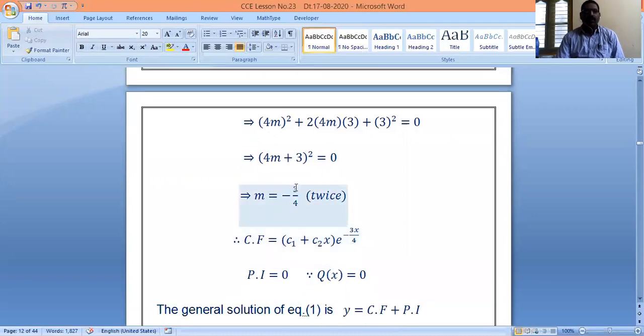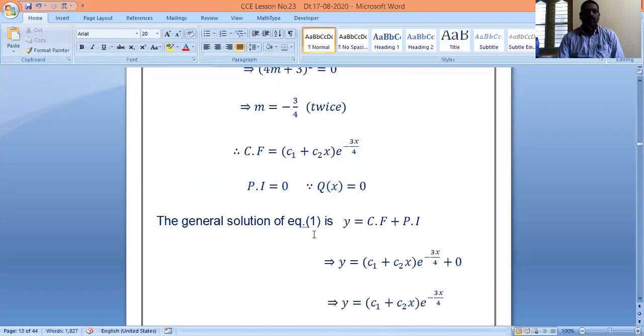Here the root is repeated. Therefore, we can write CF as (C1 plus C2x) into e power minus 3x by 4. Since Q of x is equal to 0, PI is also 0. General solution of equation 1 is y is equal to CF plus PI. That implies y is equal to (C1 plus C2x) into e power minus 3x by 4 plus 0. Here 0 is the PI.